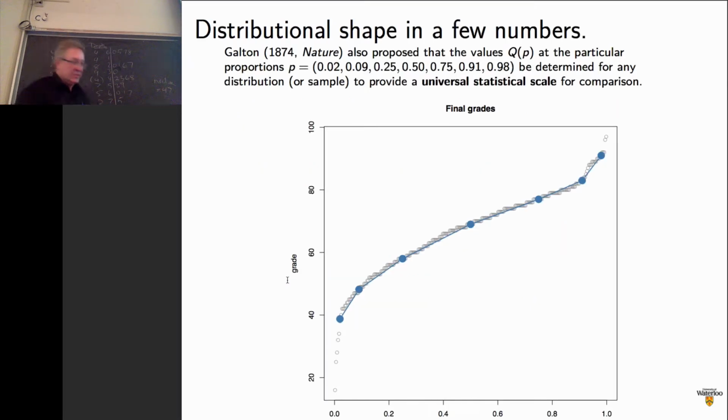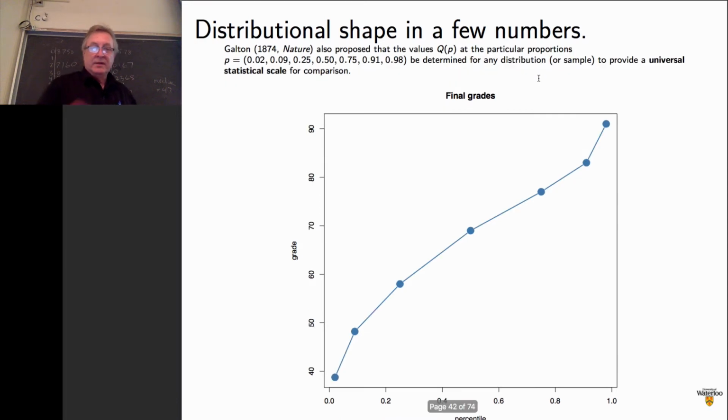Okay? So Galton suggested this is so handy. In fact, we should summarize all distributions with just a few proportions. And he suggested 0.02, 0.09, etc. If we did that for grades, he says don't bother keeping all those numbers. If you had to save a few numbers, just save these 7 numbers, knowing that they correspond to 0.02, 0.09, 0.25, the 3 quartiles, and 0.02 and 0.9 from either end.